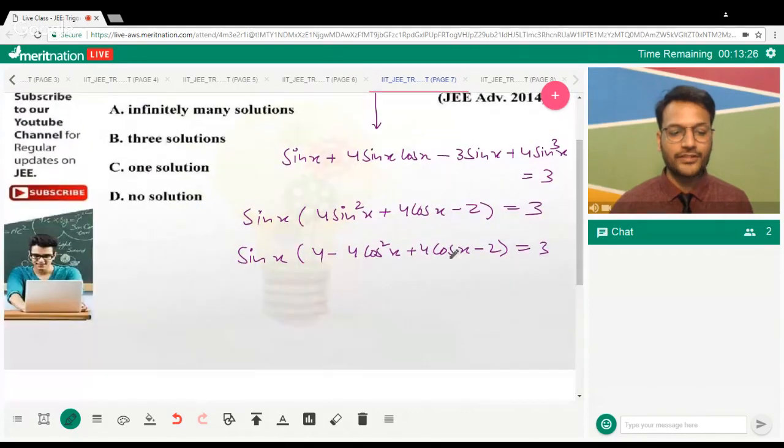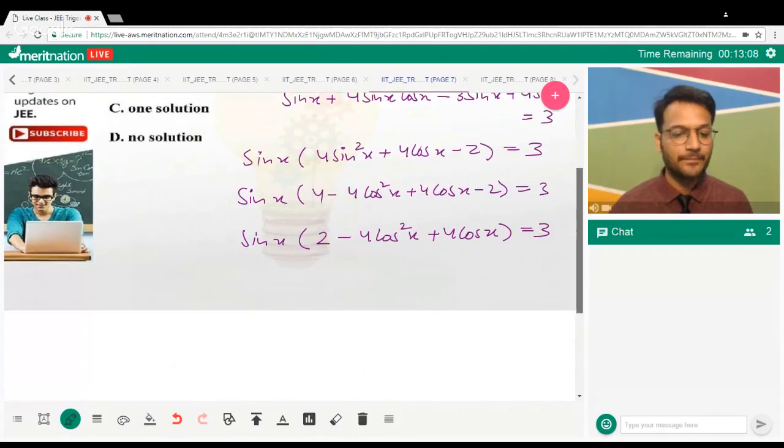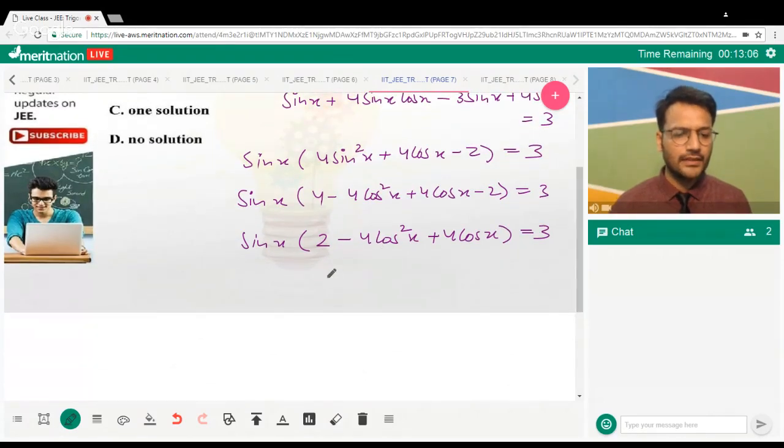1 minus cos square x is sine square x. So this is sine x. This, if I write it, is basically 2 minus 4 cos square x plus 4 cos x is equal to 3. I hope all of us can see that. Now, if I take negative common, will that work?